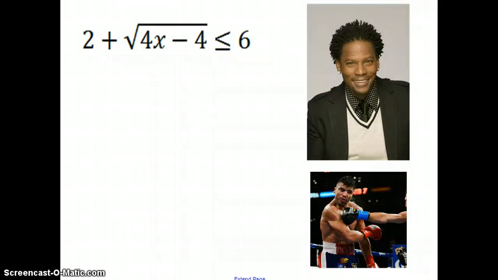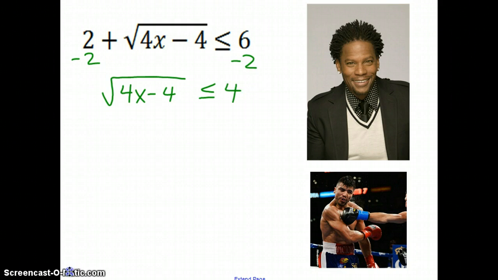Our final example deals with inequalities. These work the same way as the 3 problems we've just done. The only thing you need to remember is that if you multiply or divide by a negative, that sign is going to flip, just like we've done before. First, get the square root by itself. Square root of 4x minus 4 greater than or equal to 4. Our next step is to square both sides to get rid of that radical. No problem. 4x minus 4 equals 16.